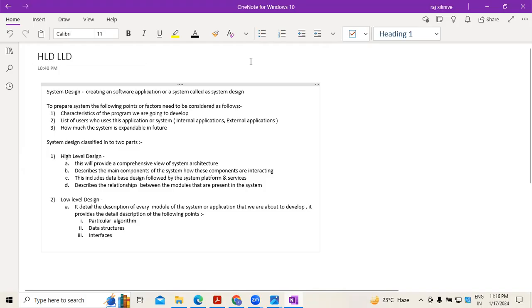When you want to develop logic for a particular functionality, what are the algorithms we use? Those algorithms we have to identify. So those are all required.